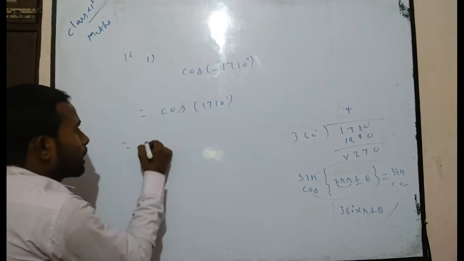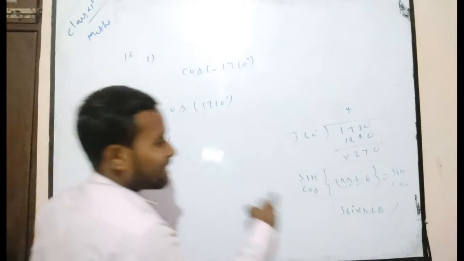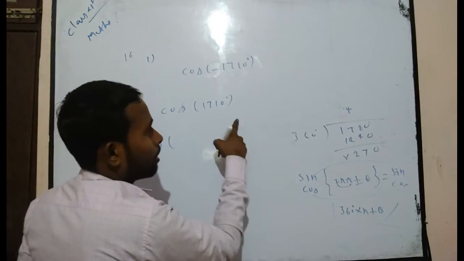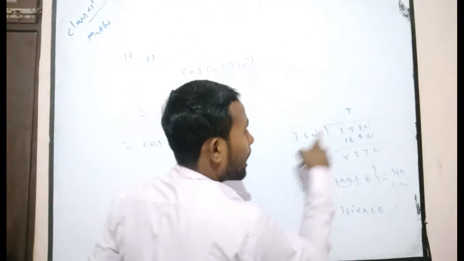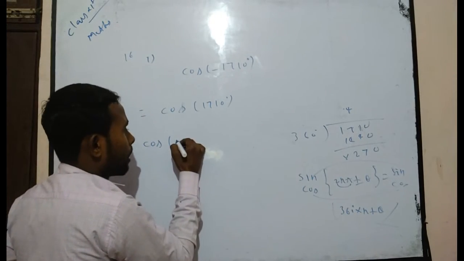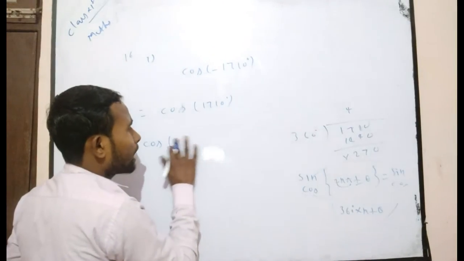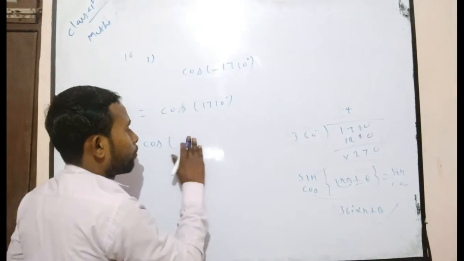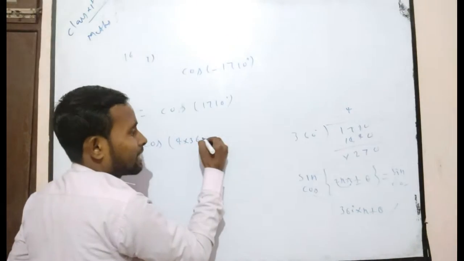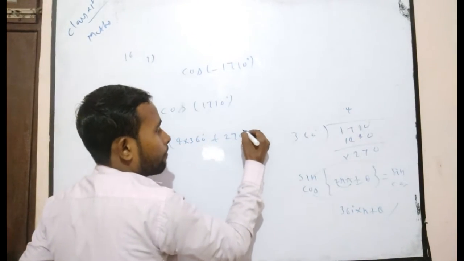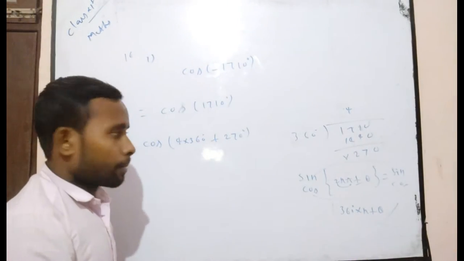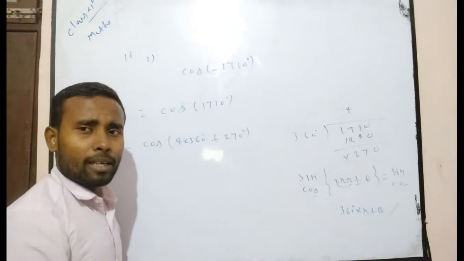That is, you can write 1710 as 4 times 360 plus 270.